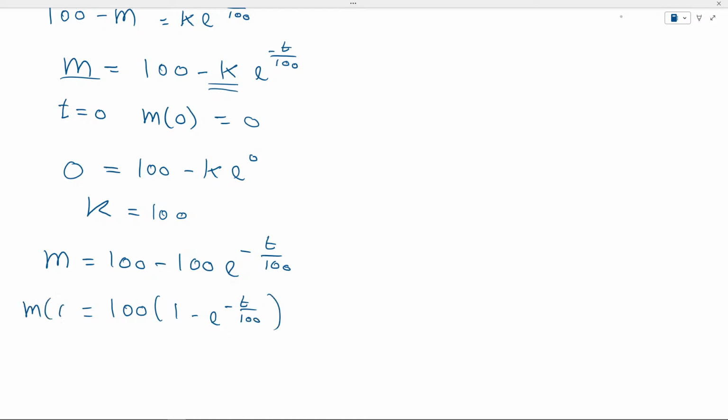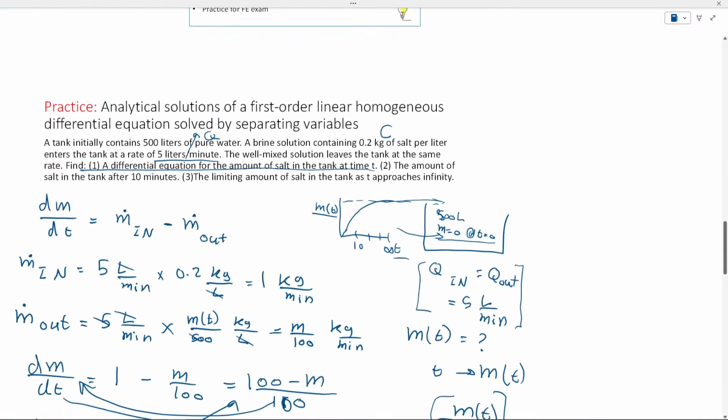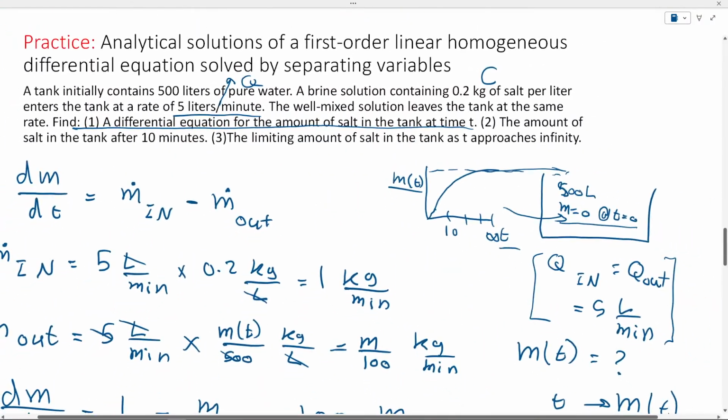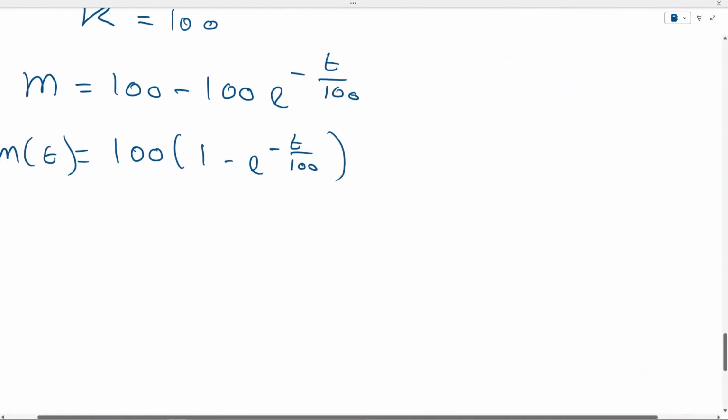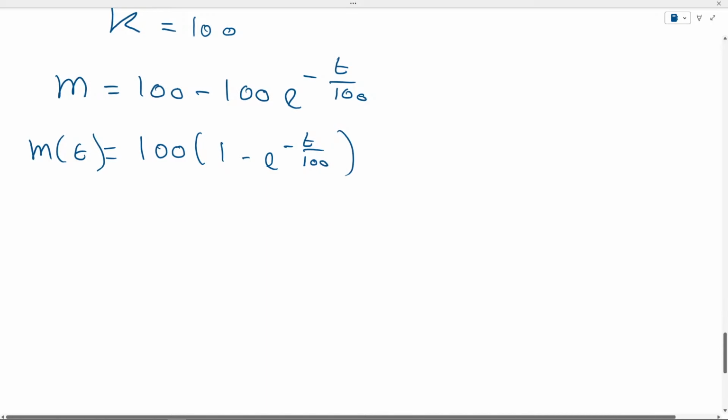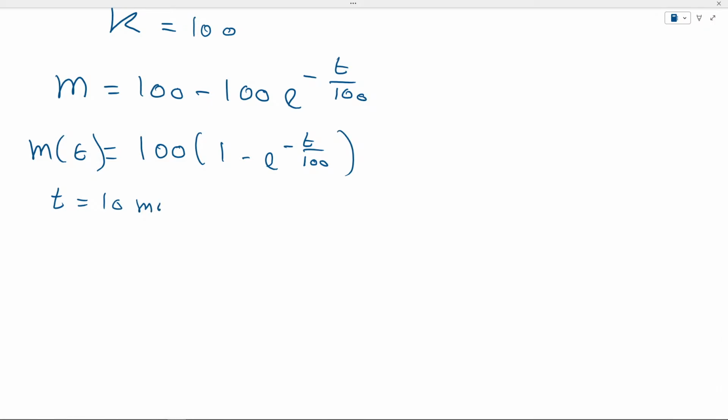Wow, I'm done. I have now an equation between mass as a function of time, which I can just plot. And I see here it's an exponential function. So let's just answer the questions that we have, because now we can answer them. It is asking me the amount of salt in the tank after 10 minutes. That is not difficult. So at t is equal to 10 minutes.